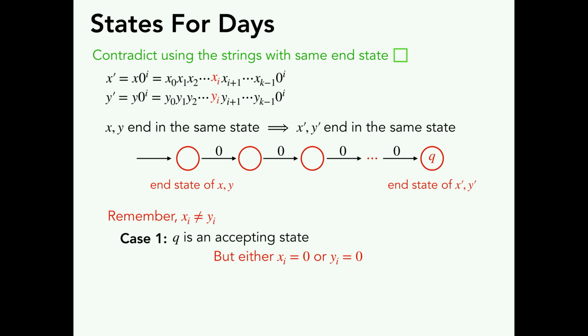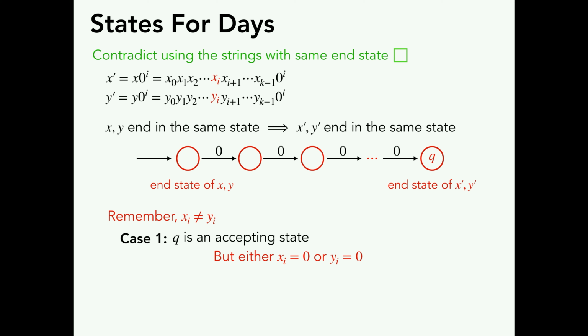Without loss of generality, suppose x sub i is equal to 0 in this case. But at this point we know that x prime has ending state q, x sub i is equal to 0, and x sub i is the kth character from the right of x prime. So this is a direct contradiction, because since q is an accepting state, we should have x sub i equal to 1. But x sub i is actually equal to 0 in this case.